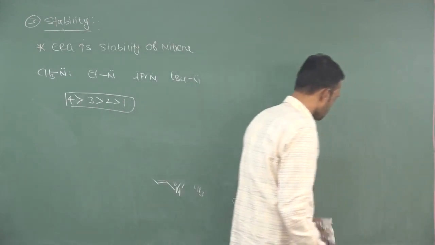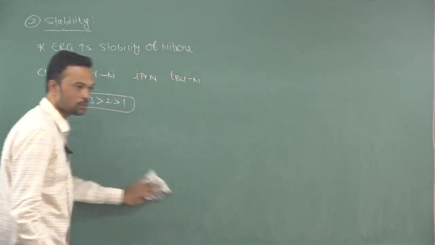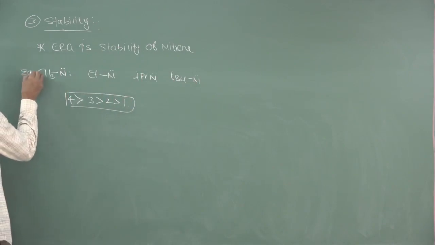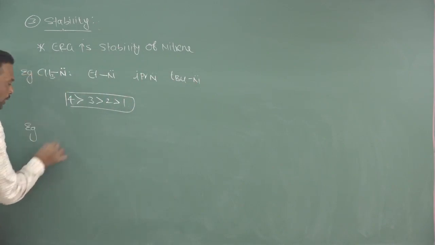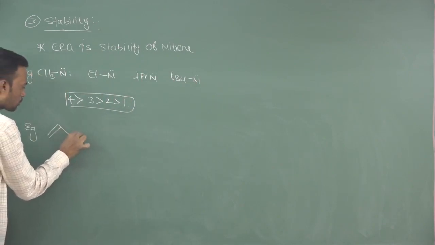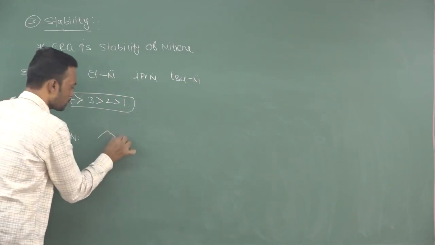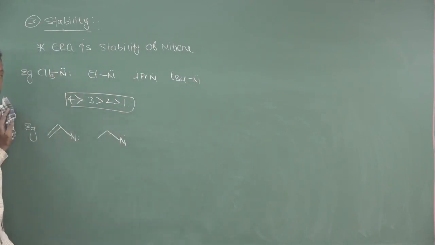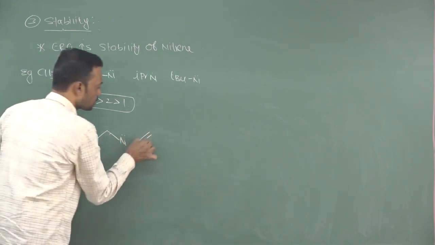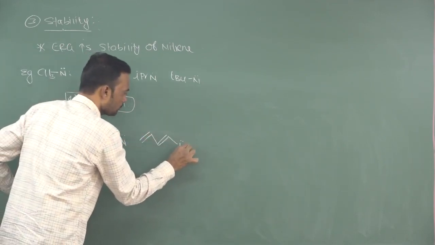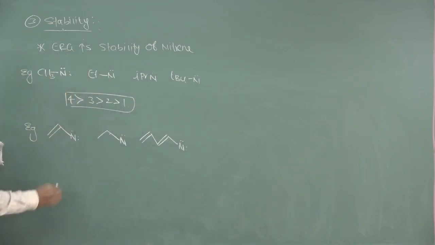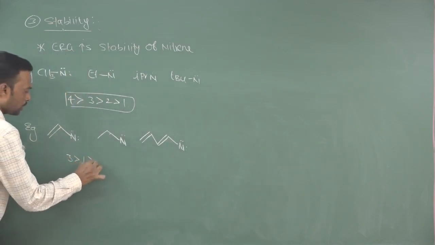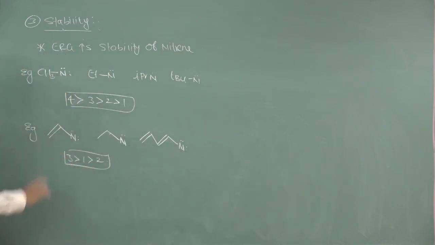Plus inductive groups and plus mesomeric groups effectively stabilize nitrene. Why? Because they carry an empty p orbital. Now here conjugation is present on nitrogen. Now here there is no conjugation, directly nitrene I am given. So which is more stable among these two? Suppose I give continuous conjugation on nitrene, which is more stable? The third one is more stable than the first one, followed by the second one. Nitrene stability: as conjugation increases, stability of nitrene increases.